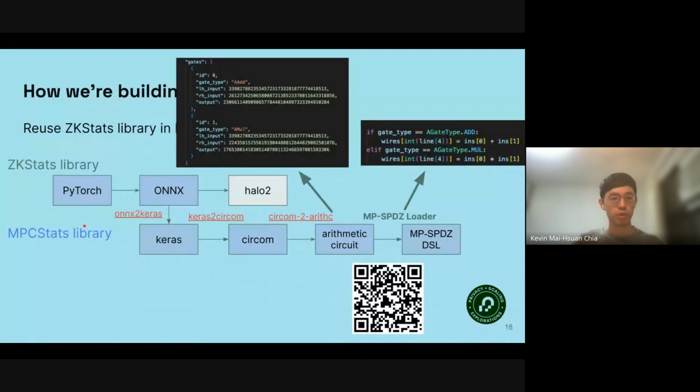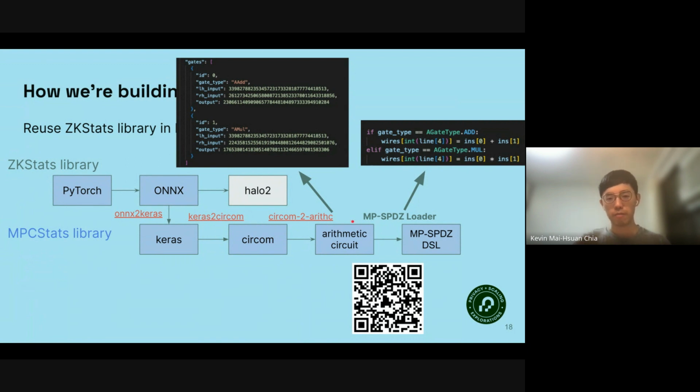So we can reuse it just by transforming it from Onyx to Keras to Circom into the arithmetic circuit that the Circom to arith-C define. So these paths are possible with these tools, but we still need to confirm. But in theory, they are working.